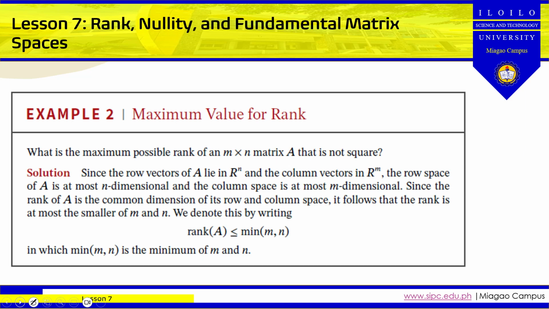Example number 2, maximum value for rank. What is the maximum possible rank of an m by n matrix A that is not square? Solution: since the row vectors of A lie in R^n and the column vectors in R^m, the row space of A is at most n-dimensional and the column space is at most m-dimensional. Since the rank of A is the common dimension of its row and column space, it follows that the rank is at most the smaller of m and n. We denote this by writing rank A is less than or equal to min(m, n), in which min(m, n) is the minimum of m and n.